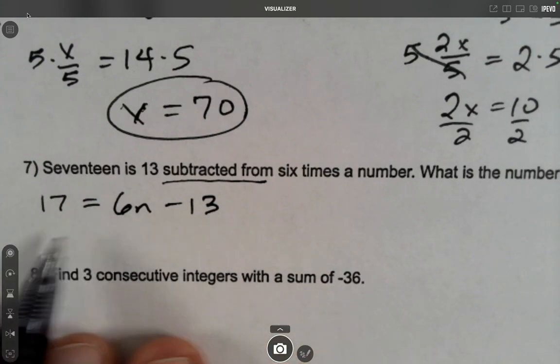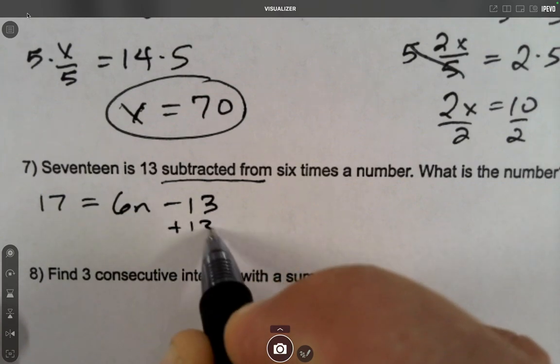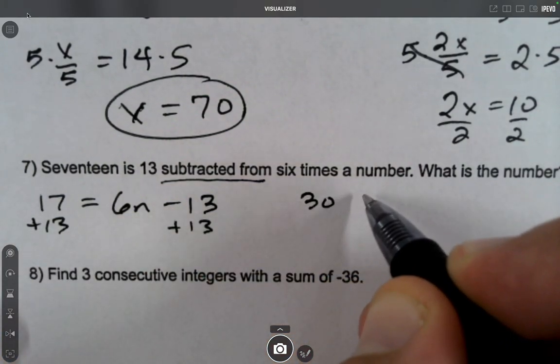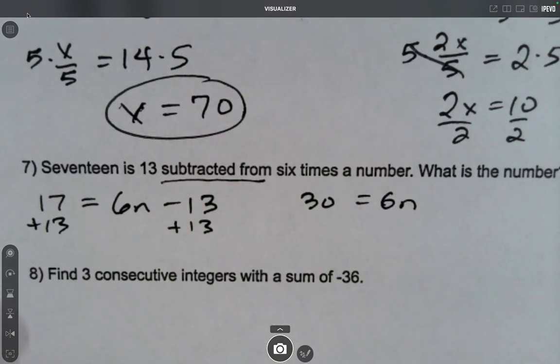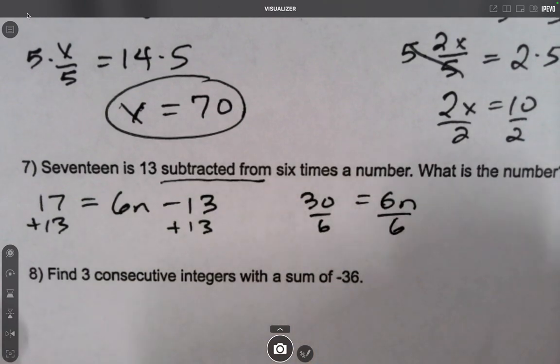So we have a two-step equation here. We need to add 13 to both sides. It gives us 30 equals 6n. Then we divide both sides by 6 and get 5 equals n.